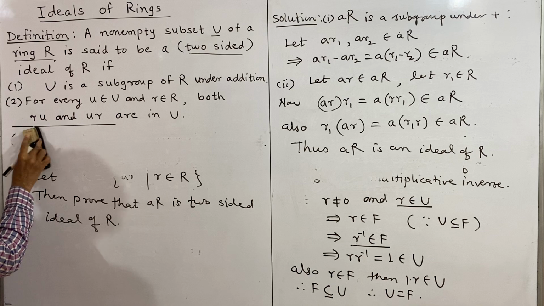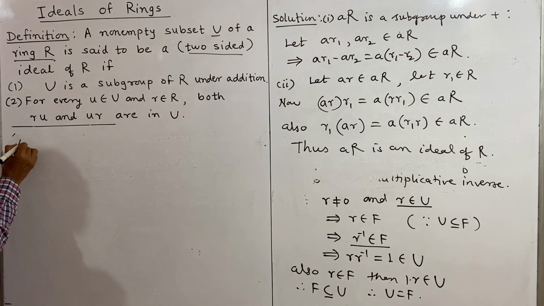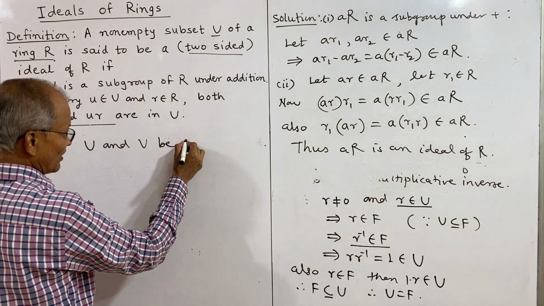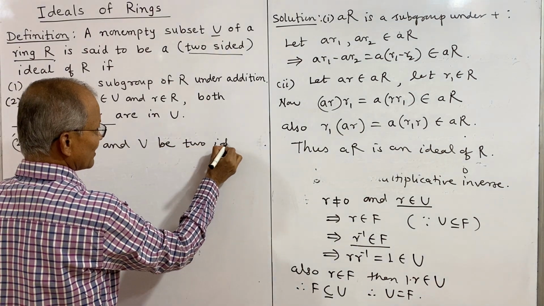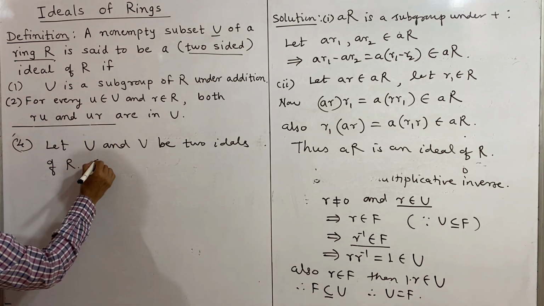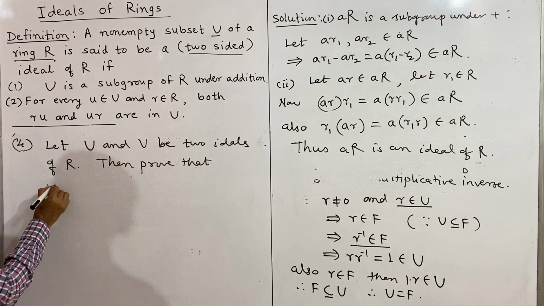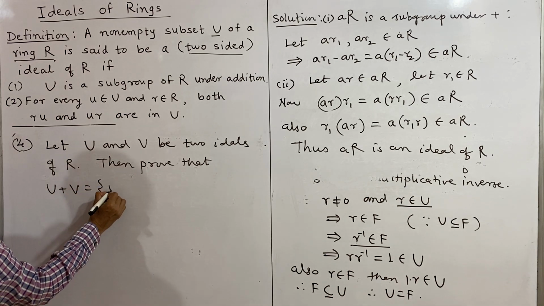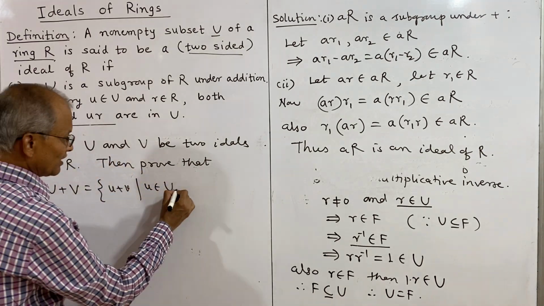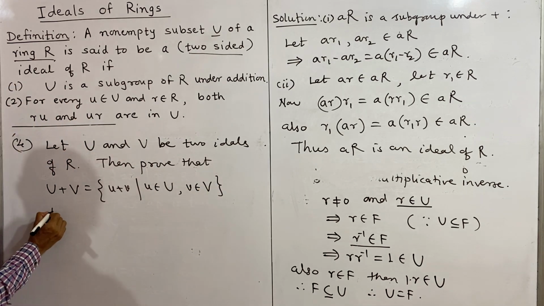Now one more example I shall tell you to solve yourself. Let U and V be two ideals of a ring R. Then prove that U plus V, where u belongs to the first ideal and v belongs to the second ideal, is an ideal of R.